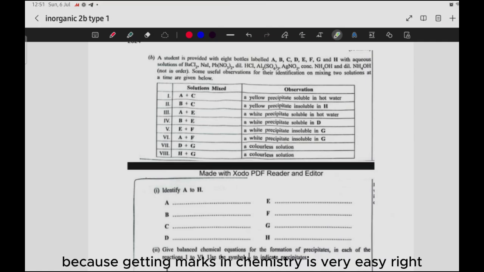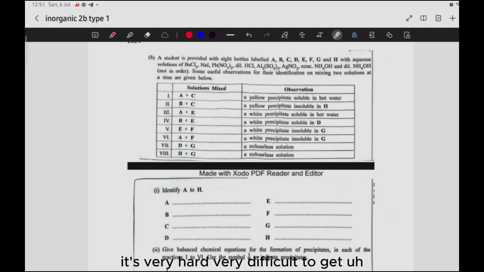Because getting marks in chemistry is very easy, right? It's very difficult to fail the chemistry paper. Inorganic is easy, and you all can score in organic. If you study the organic mechanisms, you all can score. And small conversions, you all can get marks, right? So basically you all have to gather marks. Also, in the structured paper, you all can get more than 90 marks.